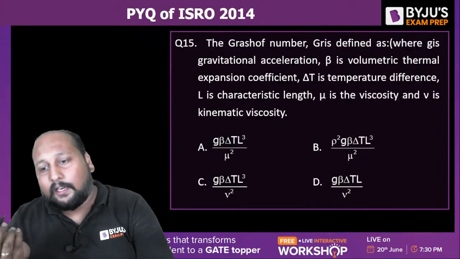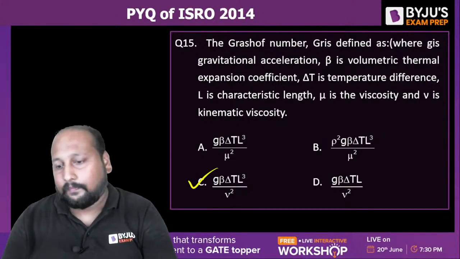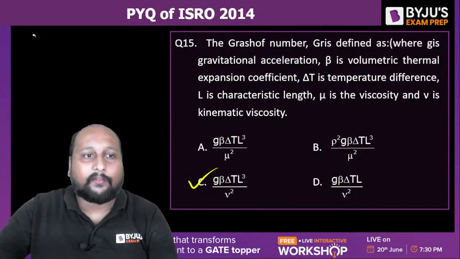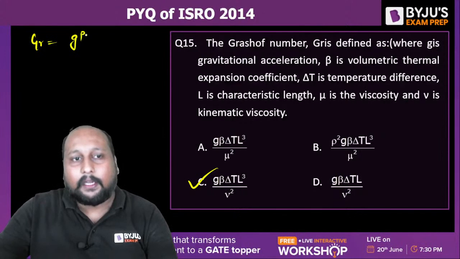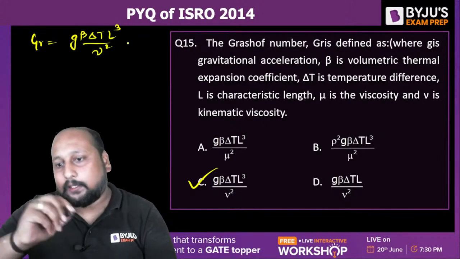A, B, C or D, definitely option C is the correct answer. Grashof number is basically g beta delta T L cube divided by kinematic viscosity nu square. Option C, correct answer. Next question, question number 16.